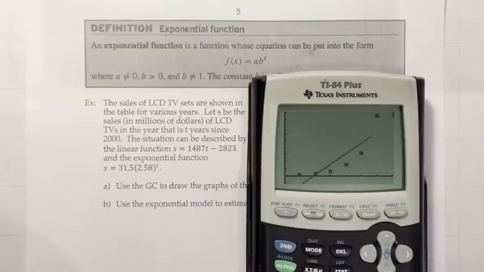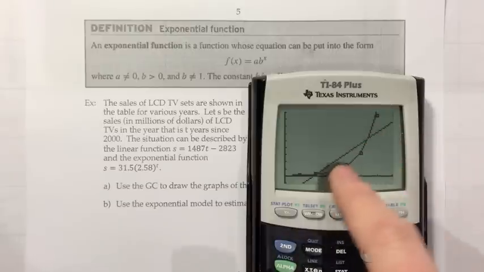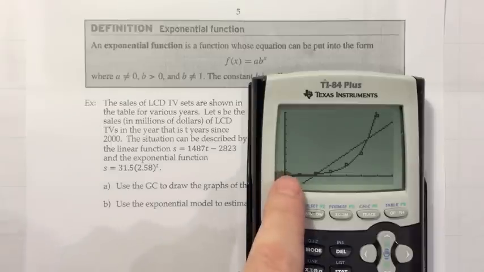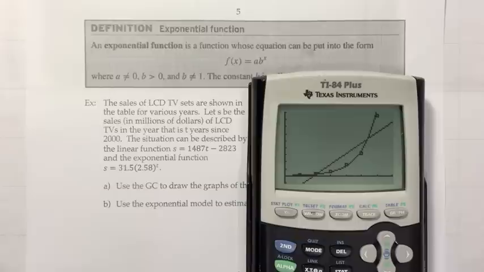So there comes the line. It turns out that's the best fitting line you can do for that data set, but it's not a very good fit. Whereas the exponential, because of its ability to curve, does a much better job of getting close to the points. So the reason they wanted us to draw both of those on there is to see how much better the exponential model does at fitting the points.